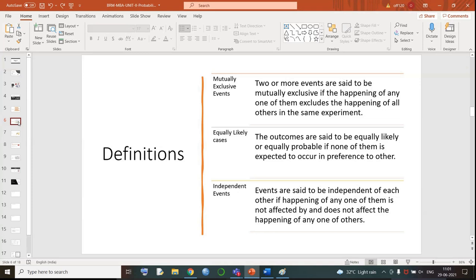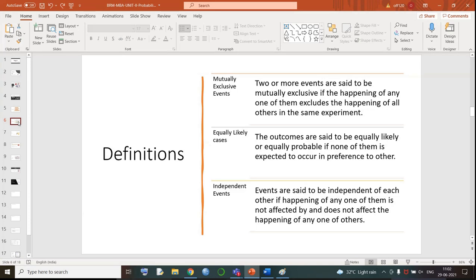Okay. Now, the last definition is independent events. Independent event means what? Now, in my right hand, I'm having a coin. In my left hand, I'm having a die. Okay. Now, I'm tossing a coin. At the same time, I'm throwing a die. Is there any rule that if I get a tail on the coin, I need to get even number on the die? No, right? My happening of tail will not affect the die outcome.